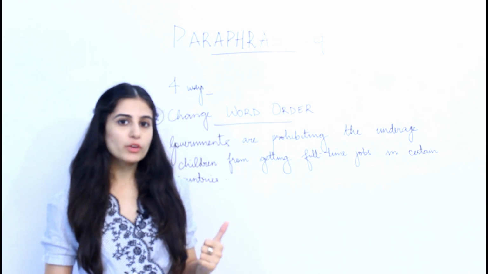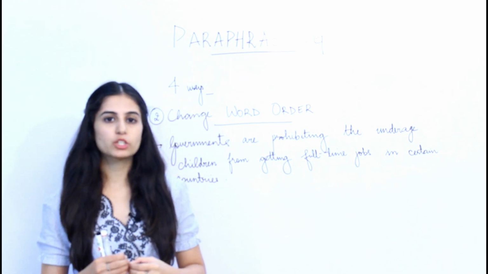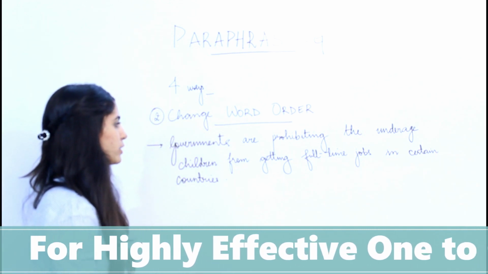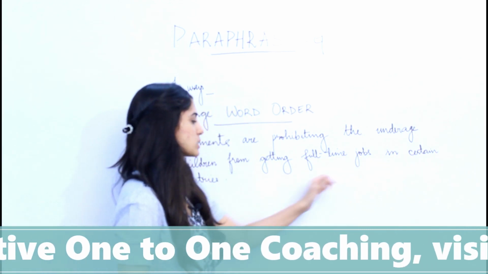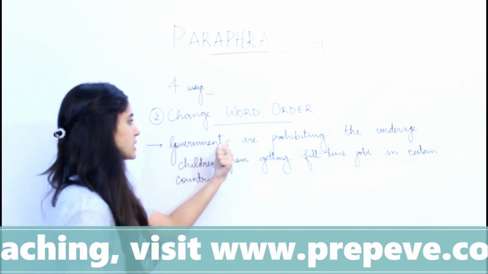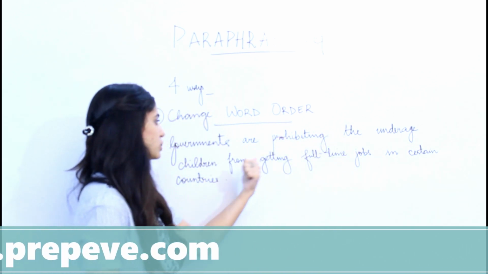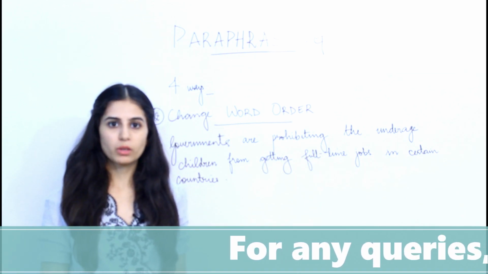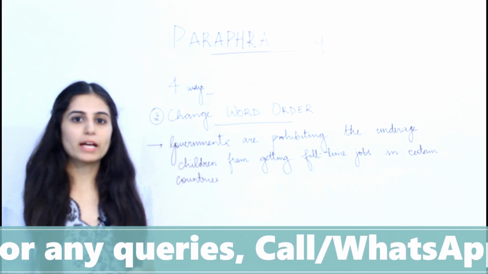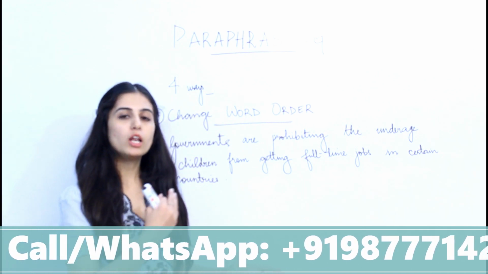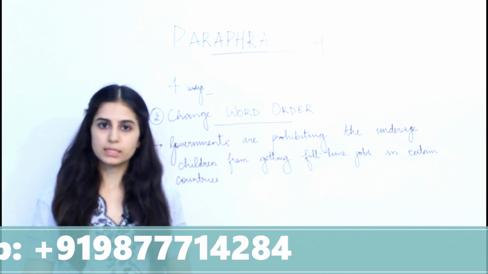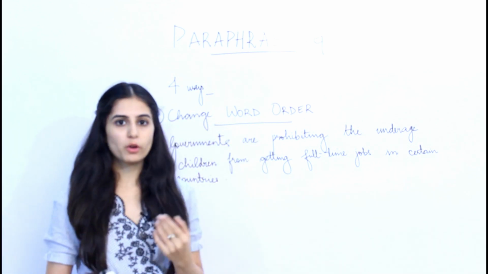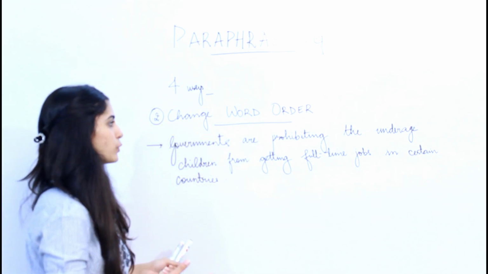Yes, this is another way of doing it, but my personal suggestion is always to add some synonyms. So while you're doing it, yes, you can indeed start it from in certain countries, the governments are restricting the minors from getting full-time jobs or getting regular jobs, right? So it should be a mix and match of changing the word order along with using some synonyms. But here, if I just have to explain how you can change the word order to paraphrase, this is how you can do that.